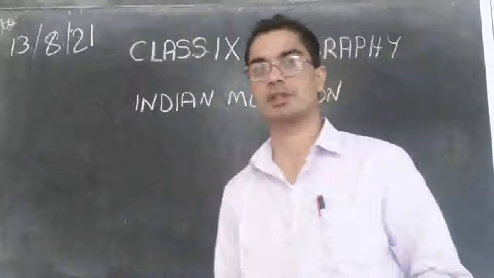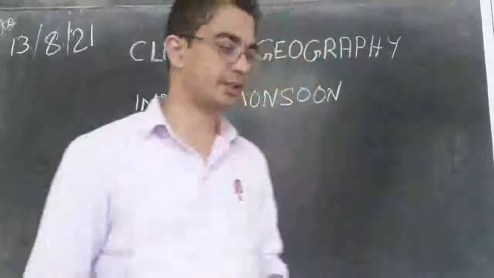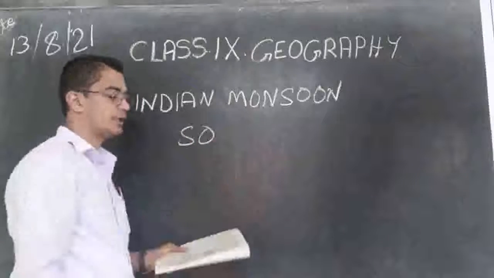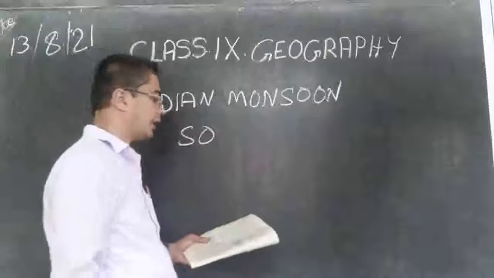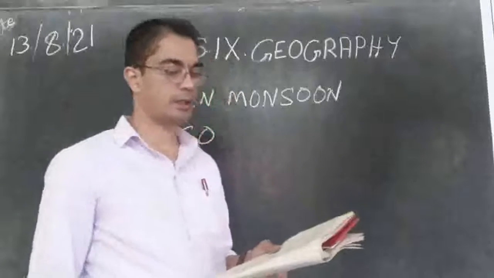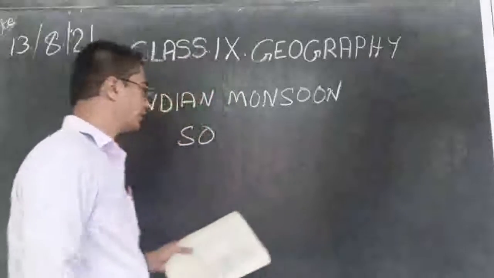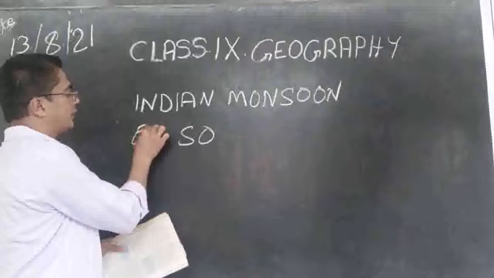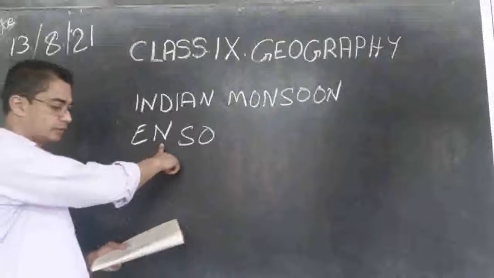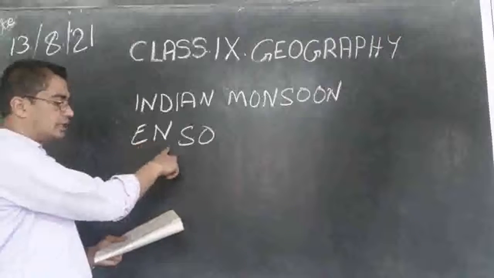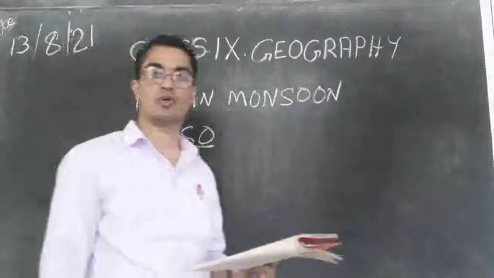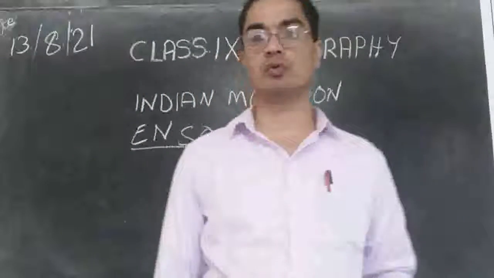So we said SO, Southern Oscillations, and another one is El Nino. So in order to put them together, we can say El Nino and Southern Oscillations. So together we can say ENSO. That is a short form of two phenomena.